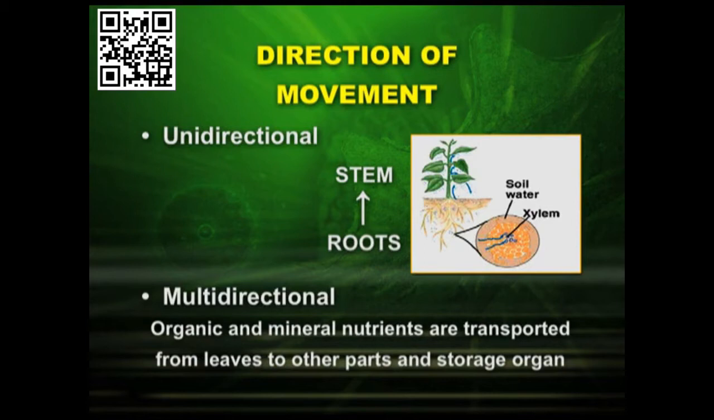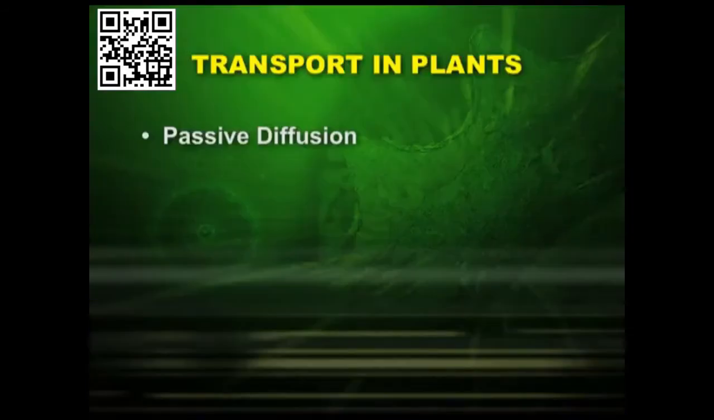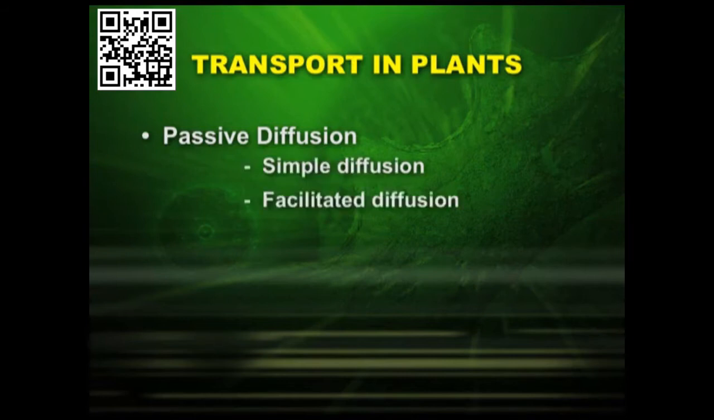and storage organs. Let us see now the transport in the plants, the various ways by which the water is transported in the plants. There are two important processes, passive and active. Passive has two types, that is simple diffusion and facilitated diffusion, and the second one is active transport. We are going to see individually how the passive transport and the active transport take place. Let us first study simple diffusion.